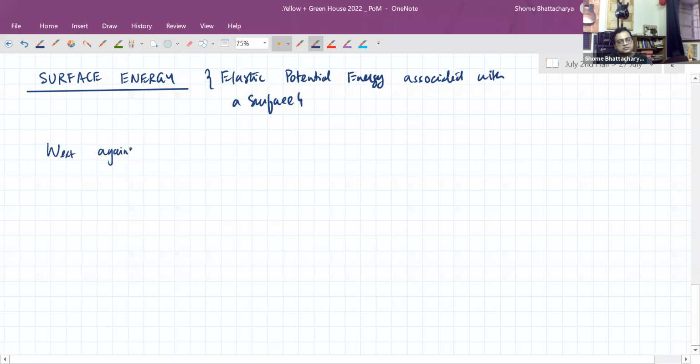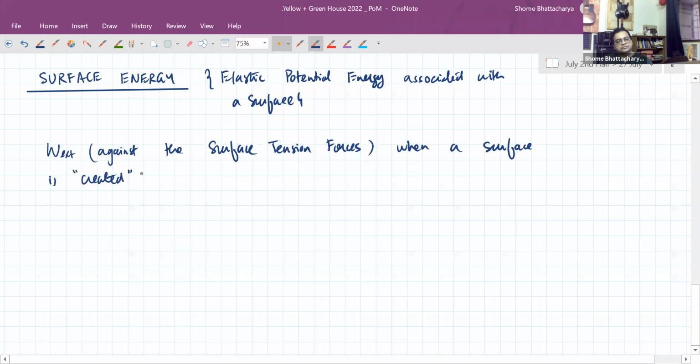So the work done by an external agent against the surface tensional forces when a surface is created is its surface energy, which we will denote with the symbol U of the surface.